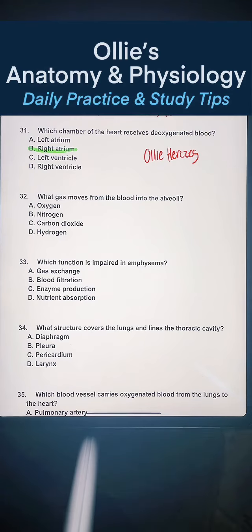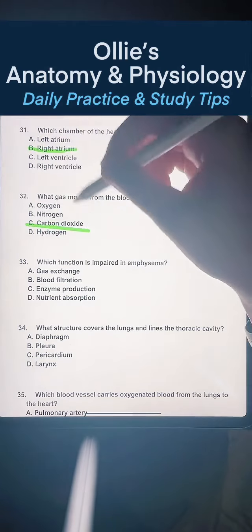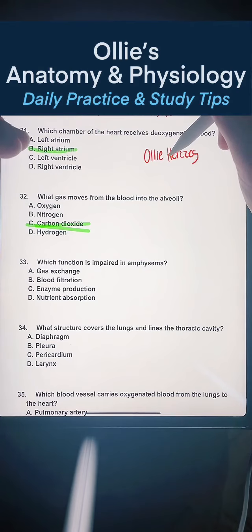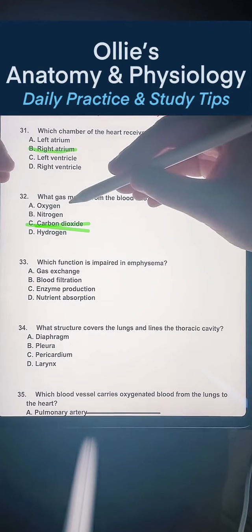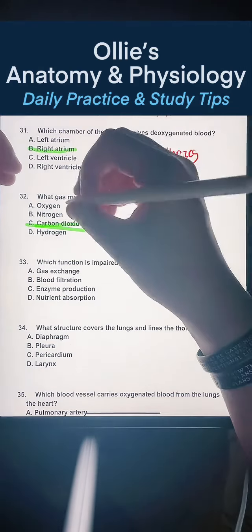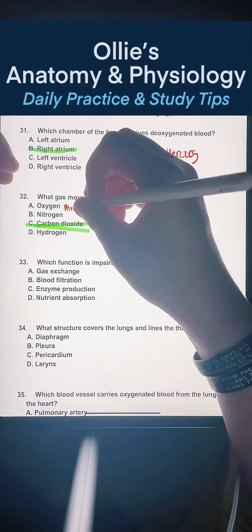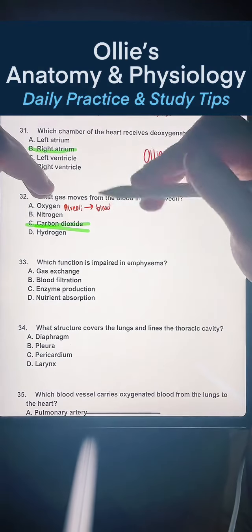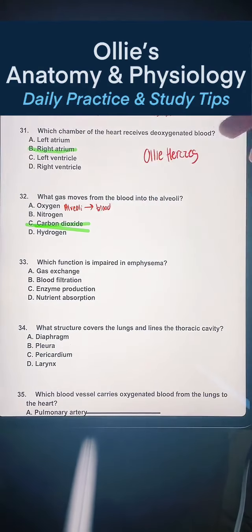Number 32, the answer is C. It is carbon dioxide. So carbon dioxide diffuses from the blood into the alveoli, essentially to be exhaled during gas exchange. Oxygen moves from the alveoli into the blood. But the alveoli are the site of gas exchange. If you didn't know, I think I saw a question on that. They're the site of gas exchange in the lungs.